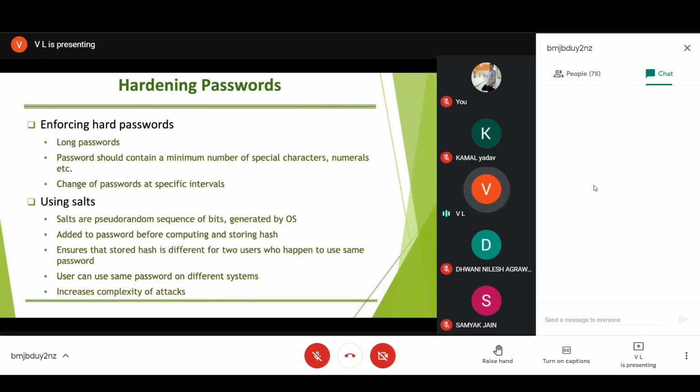Another way of doing it is that even if the user doesn't go for a very hard password, if the password is not very hard, then the operating system can try to harden it by using salt. Salt is basically a pseudo-random sequence of bits which is generated by the operating system. And what the operating system does is that the user password is concatenated.